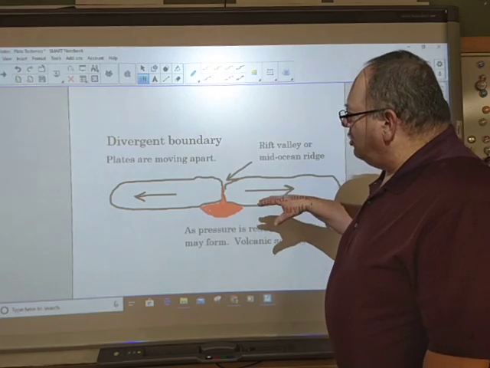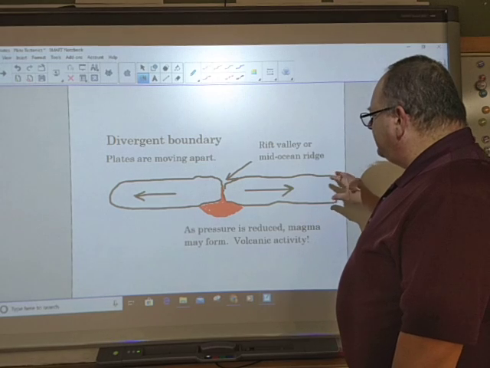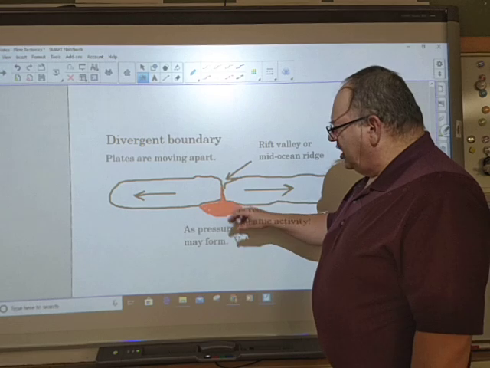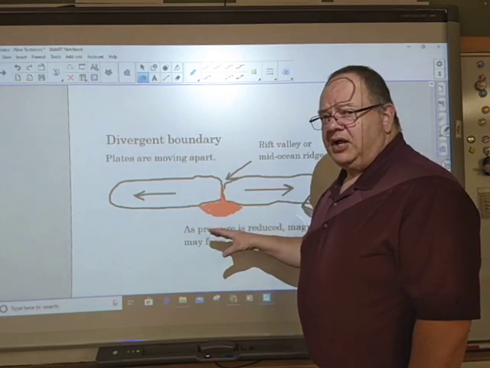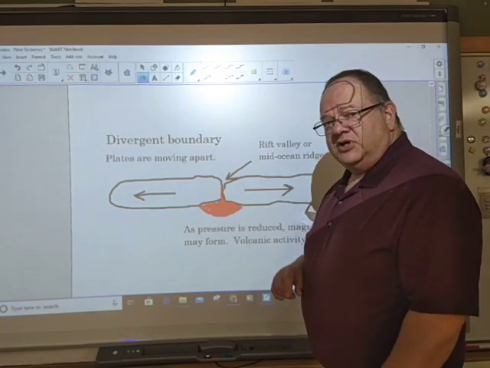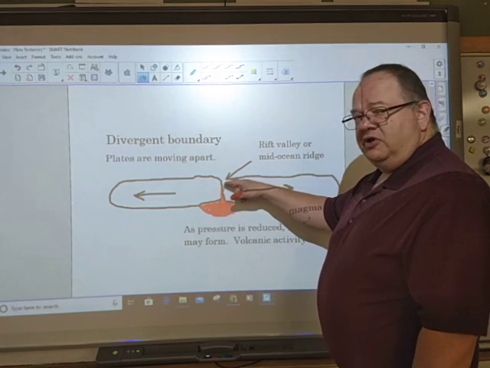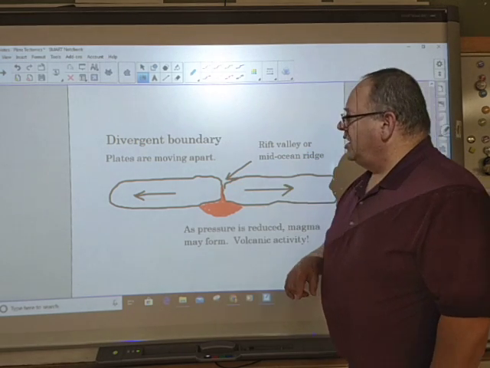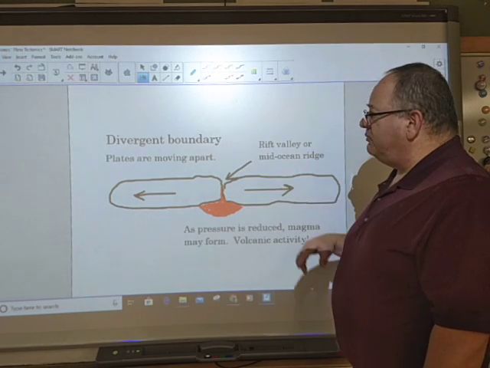Here's more of a close-up of the divergent boundary. So you imagine here's a piece of plate moving that way, here's a piece of plate moving that way. It cracks open in here, pressure is reduced, and when the pressure is reduced, that allows magma to form. Because remember, the earth down here is generally solid rock, but conditions can happen like reducing the pressure where magma is allowed to form, and that magma may push up. If it isn't filled with magma yet, we may have a valley in here. It's called a rift valley. Magma pushing out creates that ridge. If it's in the ocean, we call it a mid-ocean ridge.